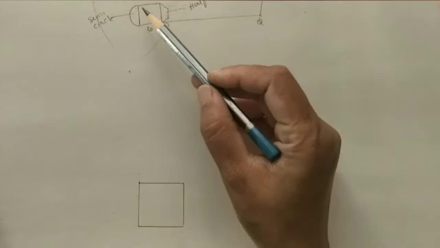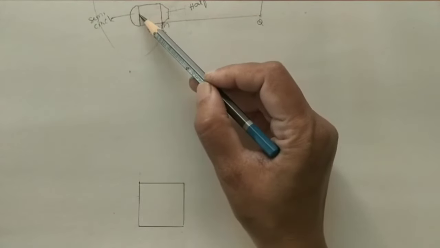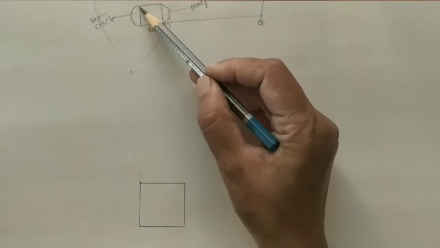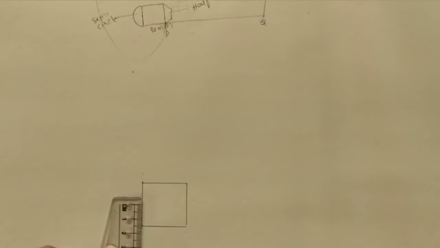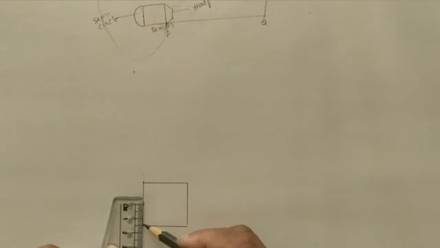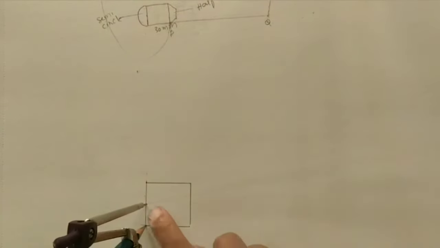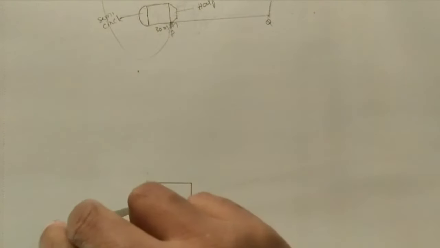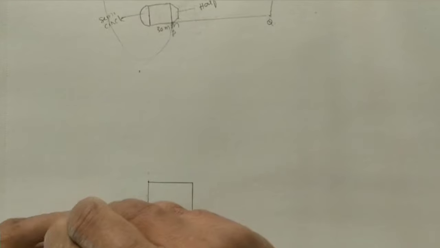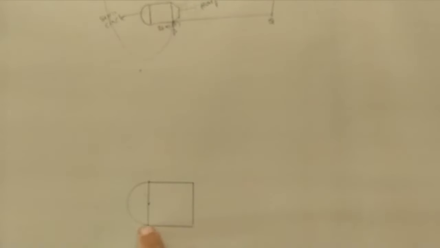Now one side of the square has a semicircle. First, initially mark the center here. In 3 cm, half means 1.5. Okay, from this side, mark the center. This is the center, 1.5 cm. Now this is the center, and this is the radius. Draw one semicircle. Okay, this is the semicircle on one side.